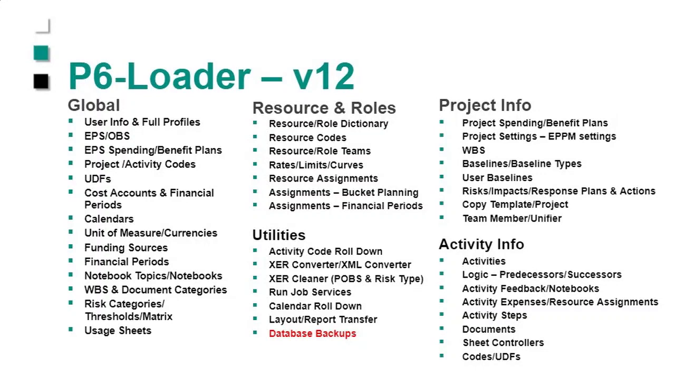So our utilities allow you to roll activity codes up or down. You can read XML and XCR files. You can clean XCR files of the POBS and risk type records that cause all kinds of issues. You can run job services. So after you've done your load, you can tell P6 to go ahead and reschedule all the projects that you updated. You can roll calendars down. You can move reports and layouts from one P6 environment to another. And you can even tell it to back up your database. So, if you're concerned about data being lost, you can back up your database directly from P6-Loader.